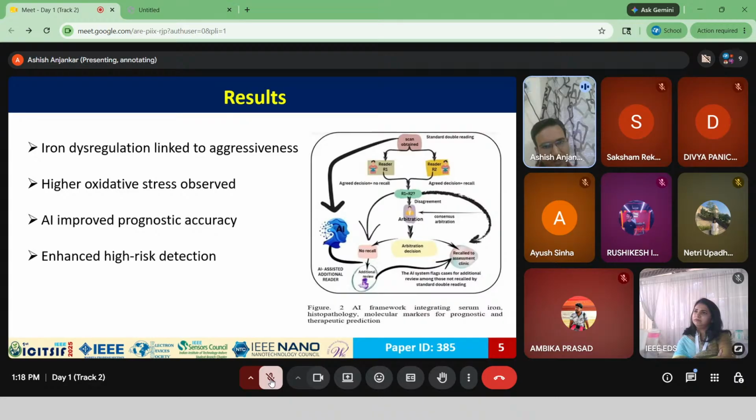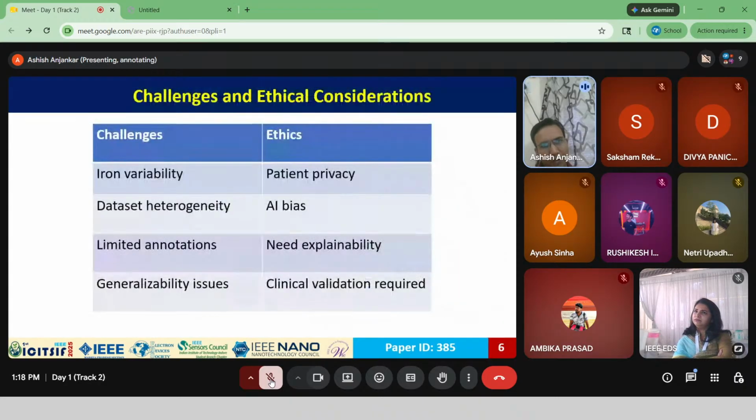When we plan this study, we already know there are some challenges and ethical considerations. Challenges will be iron variability because of some other diseases related to breast cancer. There will be data set heterogeneity, limited annotations, and generalizability issues because of confounding factors in the study. Ethical issues will be patient privacy, AI bias, and clinical validation will be required when we discuss these things.